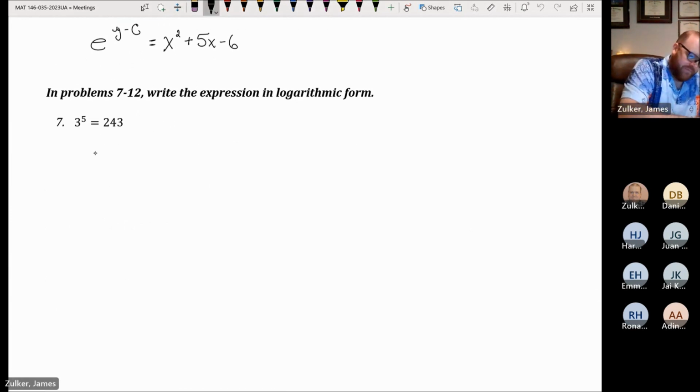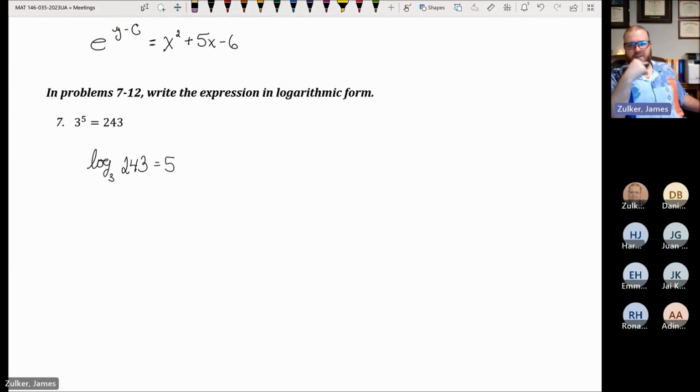And so again, the base is base 3. What it equals is what we're taking the log of. And then the log gives us the exponent, right? So yes, it was log of base 3. 243 is equal to 5.